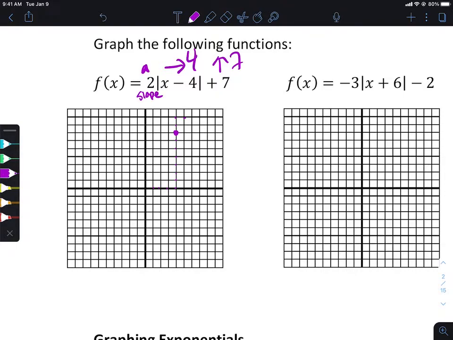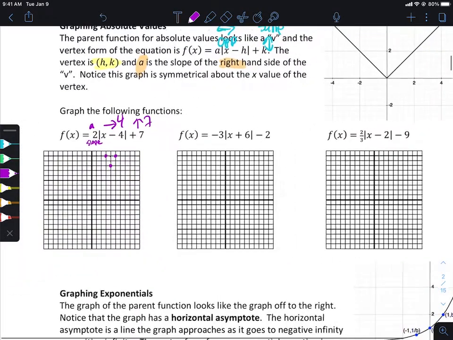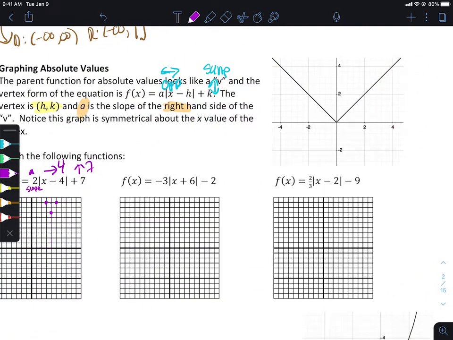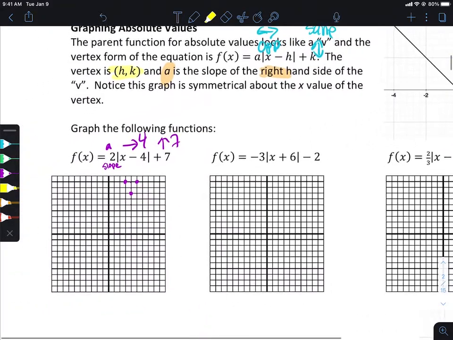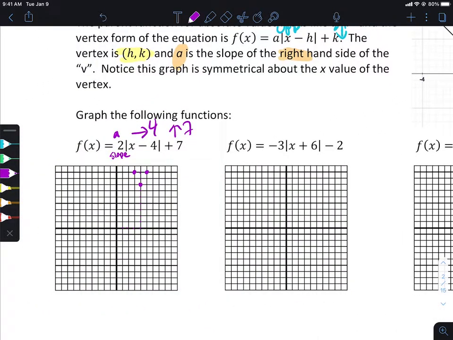So we're going to go up 2 and over 1, and then I can mirror image the point because notice our absolute value graph has that symmetry, like our parabolas have that symmetry. So we have an axis of symmetry, so you can make points on opposite sides of that axis of symmetry, which is around the vertex. If you want more points, you can go up 2 and over 1, up 2 and over 1, right? And then you create your V shape.